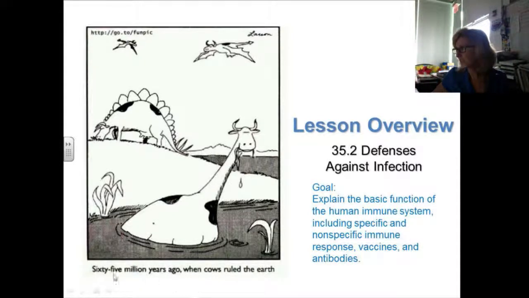Far Side says 65 million years ago when cows ruled the earth.